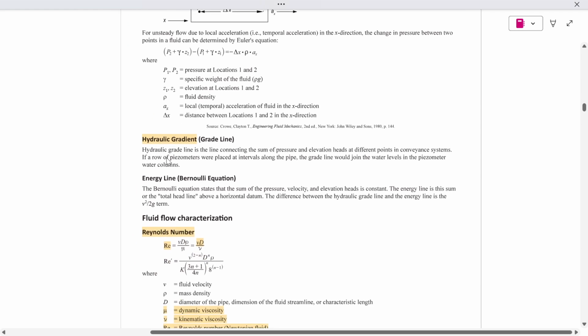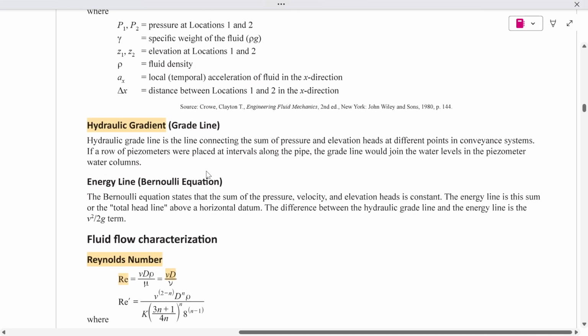There is a definition of hydraulic gradient here, and Reynolds number. This is really cool, okay. Even if you don't know something, you can always use Control F to come here. For example, if they ask about the difference between the hydraulic grade line and the energy line, and give you options, here it is mentioned, v square by 2g. That's why Control F, if you master it, is very useful. If they ask you about the hydraulic grade line, simply Control F, come here, and read it.